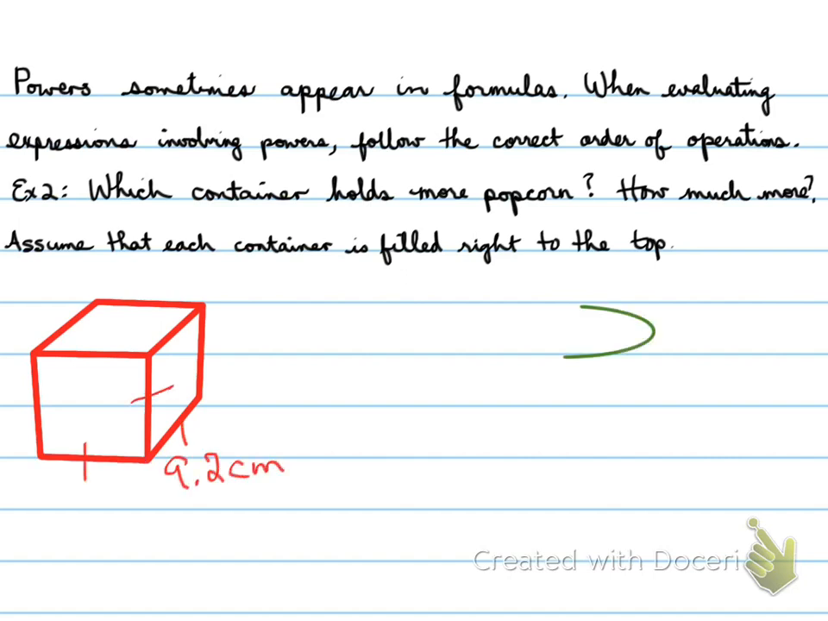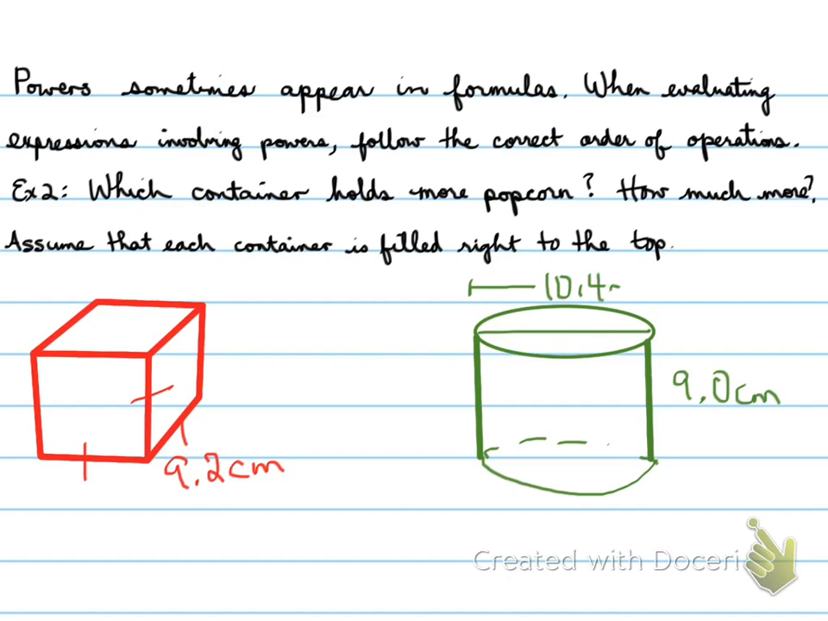So here's our first one, and it's a cube box with measurements of 9.2 centimeters. The other one is a cylinder, and the measurements of that has a height of 9 centimeters and a width of 10.4 centimeters. So which one of these two will hold more popcorn? Well, folks, what we need to do is calculate the volume. How do we calculate volume?